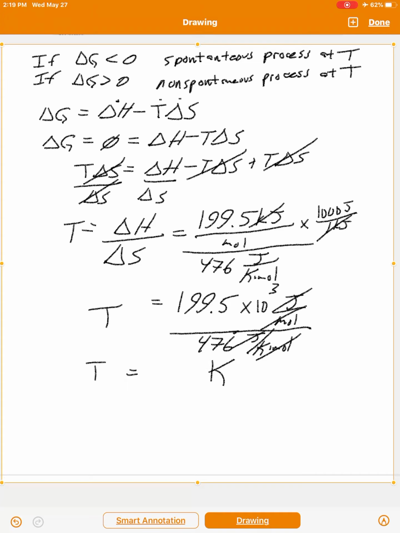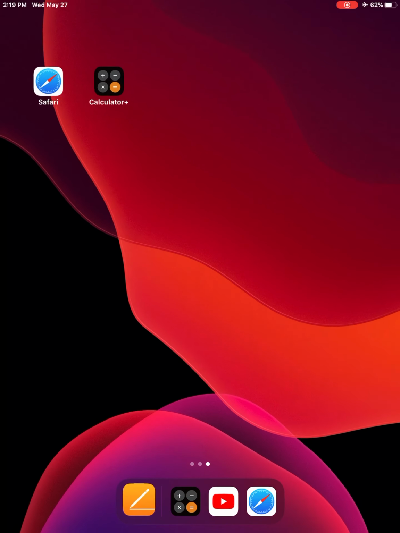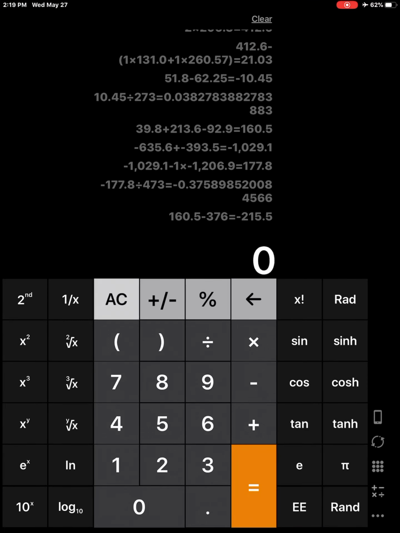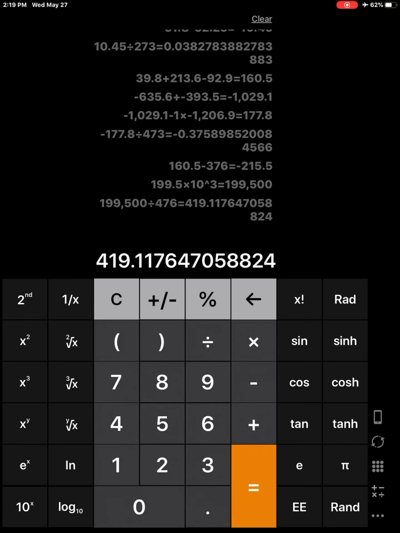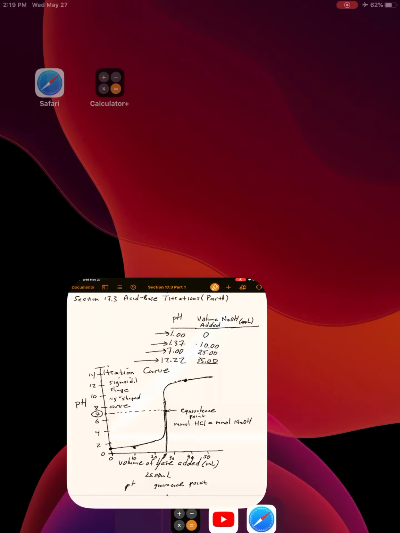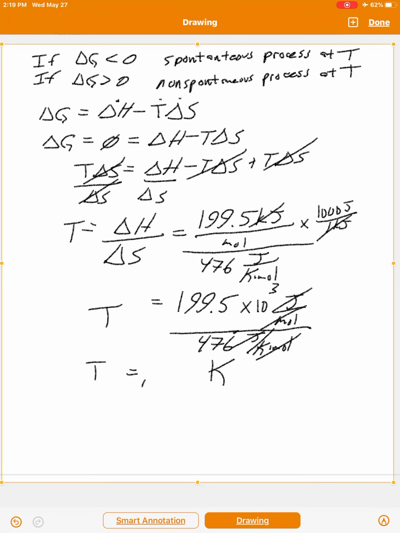So it's 199.5 times 10 to the 3. So let's see if this calculator can do that. 199.5 times 10 to the 3. There we go. Divide that by 476, and you get 419. So what that means is, if the temperature is greater than 419 Kelvin, delta G is negative, and it's spontaneous.